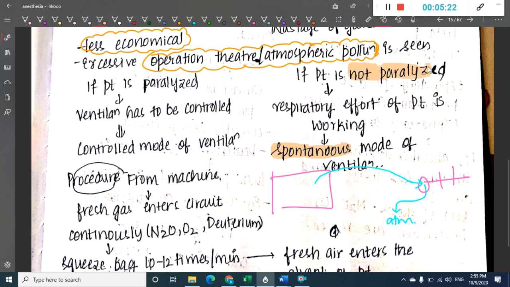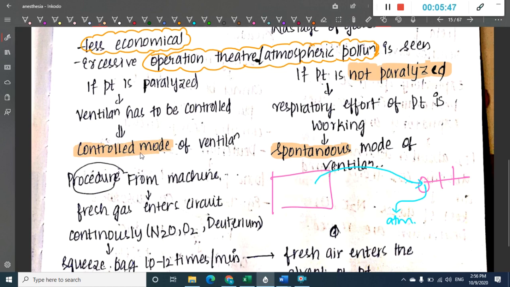Why? Because as I said, in spontaneous mode of ventilation, the respiratory effort of the patient is very important, because in spontaneous mode of ventilation the machine does not do anything, the patient has to take his breath. So as a result, the patient should not be paralyzed. Okay, in controlled mode of ventilation, there is no need for the patient to take the breath.